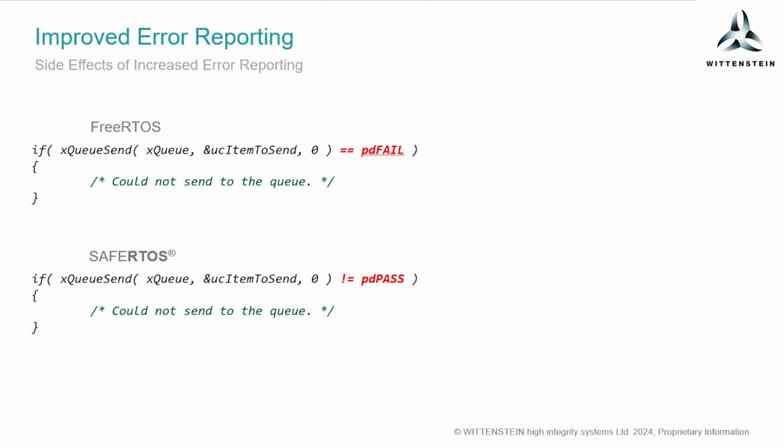In FreeRTOS, this would be perfectly acceptable, checking whether the queue send failed. Because of the multiple different error return codes in SAFERTOS, we will instead have to check if it did not pass.